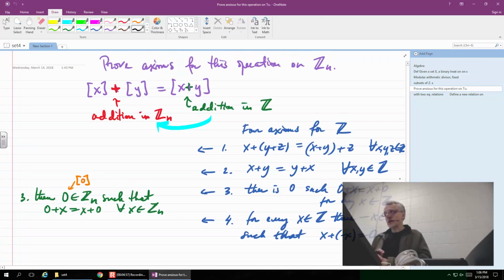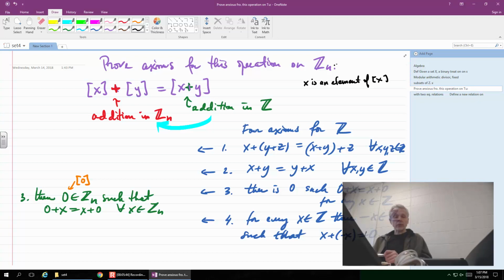Proving axioms for this operation on Z sub n. So addition: how do we add two equivalence classes? We simply add their generators. It turns out it doesn't matter which generators you pick. Generators, yeah, I think that is a fair way to put it. I'll call x the generator here. It is simply an element of the equivalence class of x, but there are many elements of that class. So if you specifically point out one, you can say it is a generator of that equivalence class.